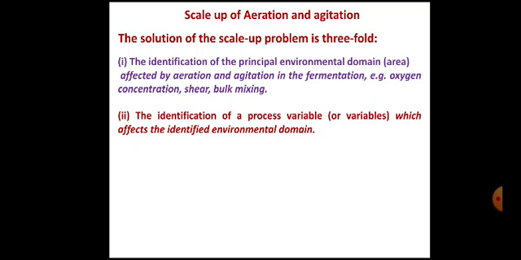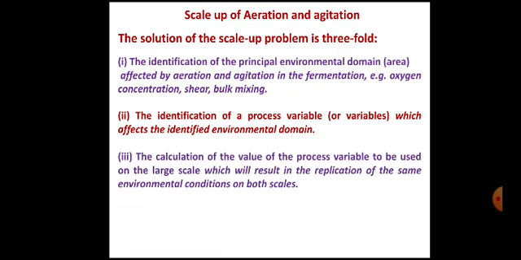Second step, the identification of the process variable or the variables which affect this identified environmental domain. And the third step, the calculation of the value of process variable to be used on large scale, which will result in replication of the same environmental conditions on both the scales.